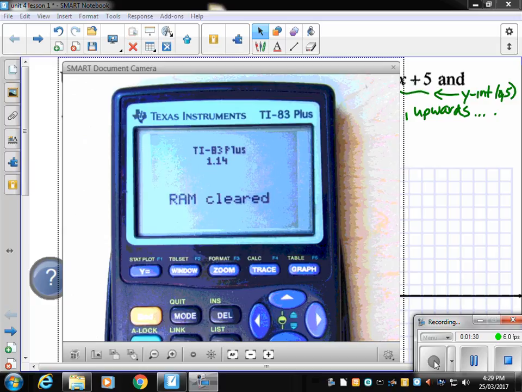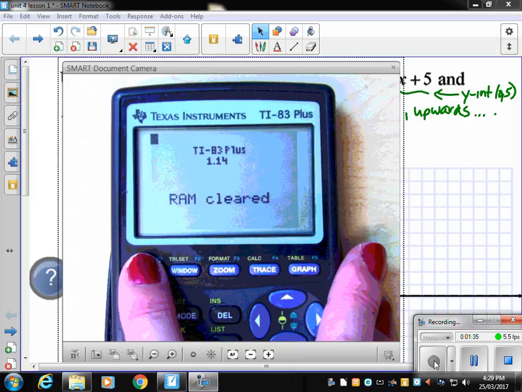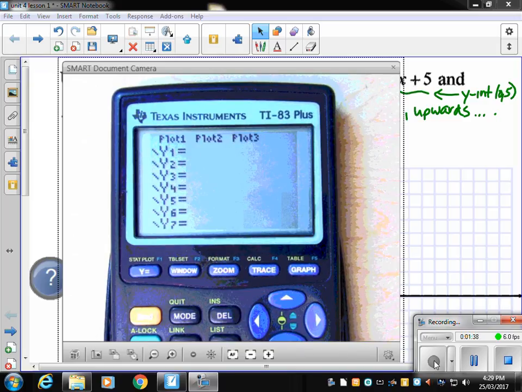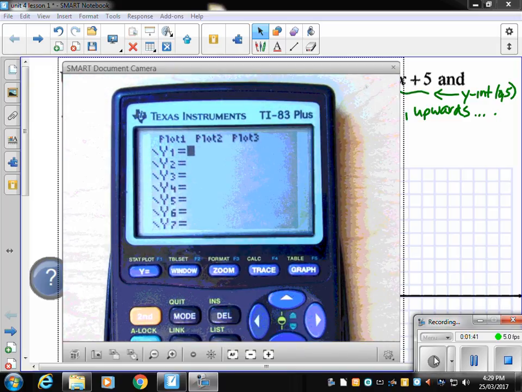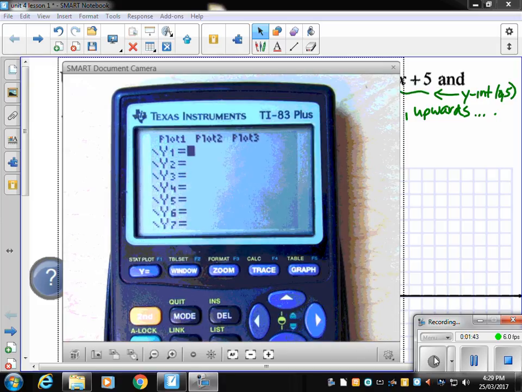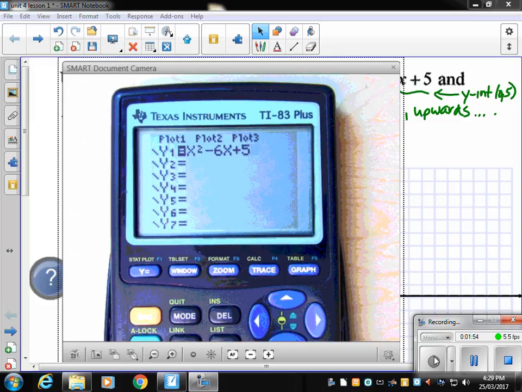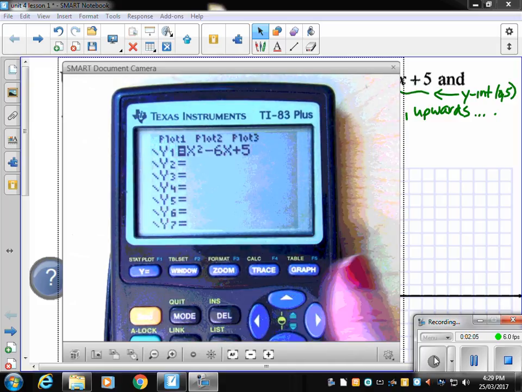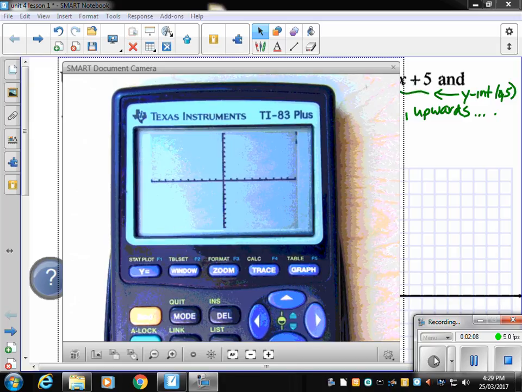Okay, so I made sure everything was cleared from the last time that I used it, and I want to enter my equation, so I need to be at y equals, and my equation was y equals x squared subtract 6x plus 5. So x squared subtract 6x plus 5. If my windows, which have defaulted to the normal settings, minus 10 to 10, negative 10 to 10, are not showing it very well, then I might adjust my windows. But otherwise, I'm going to try to graph it and see if I can see it.